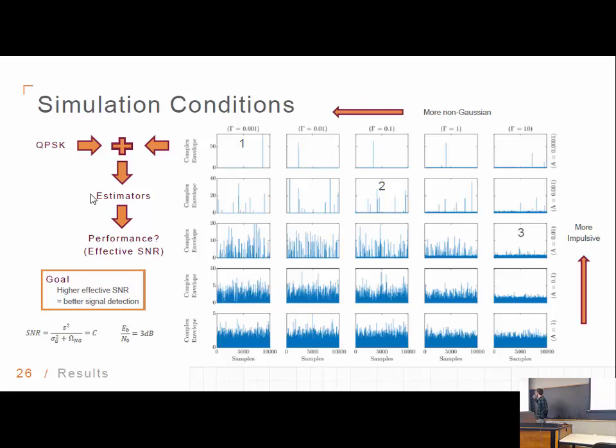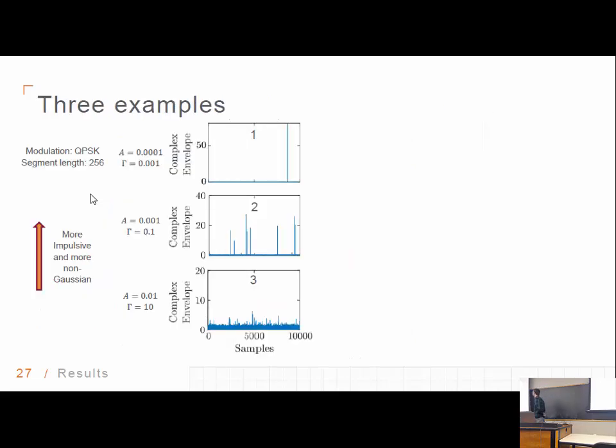I'm going to walk you through slowly what happens in scenarios 1, 2, and 3 on the next slide. So I've taken 1, 2, and 3 and blown them up a bit. You can see we're going more impulsive in that direction and also more non-Gaussian. But again, the thing that matters is whether you're impulsive or not. That's what we'll see. I'm using 10,000 samples, QPSK, and a segment length of 256, so each periodogram is 256 samples.